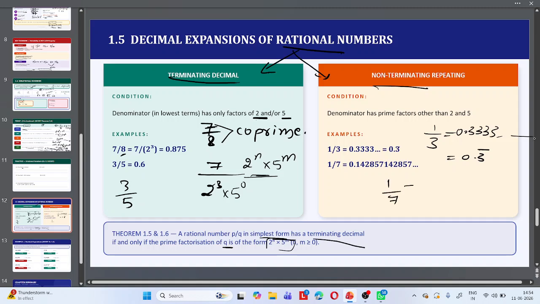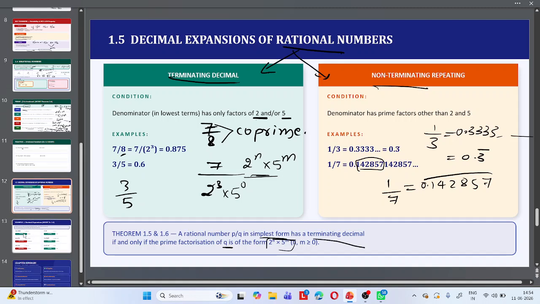In this case also, 1 by 7. Here in the denominator we don't have 2 and 5. We have a prime other than 2 and 5 in the denominator, so it is non-terminating repeating. The decimal expansion for this is 0.142857, and this block, 142857, repeats. Understood? This is the difference between terminating and non-terminating decimal expansion.